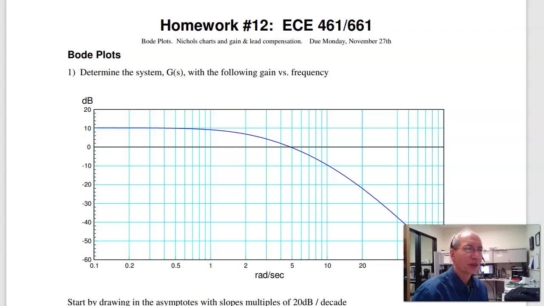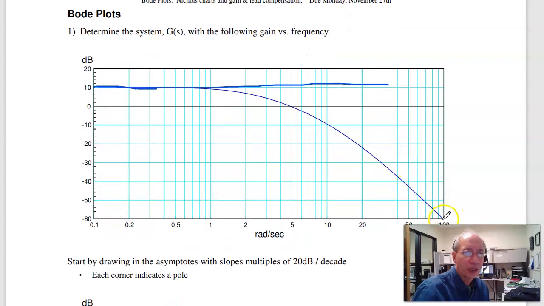What's the question? Here's the gain versus frequency. What's the transfer function? To do that, the trick is to draw in your asymptotes. I want to draw in straight line asymptotes that are multiples of 20 dB per decade. So here's one right here, flat. Over here, this is 1 decade. Here's 20 dB per decade. Here's 40 dB per decade. Here's 60 dB per decade. This looks like the right slope.